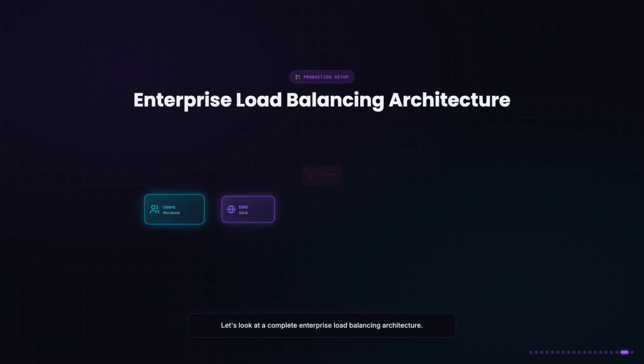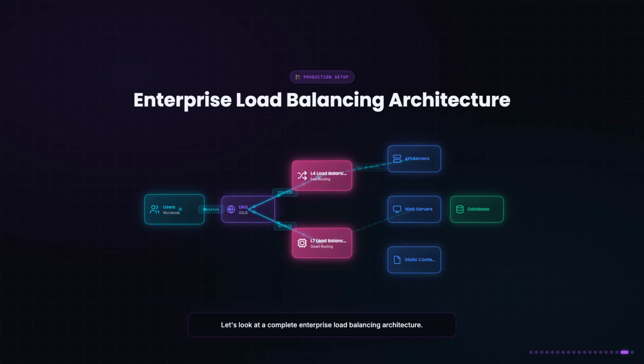Let's look at a complete enterprise load balancing architecture. Users worldwide first hit DNS for global server load balancing. Layer 4 load balancers handle fast TCP/UDP routing. Layer 7 load balancers make smart HTTP routing decisions. Traffic is distributed to API servers, web servers, and static content servers. This architecture provides both speed and intelligence in traffic distribution.